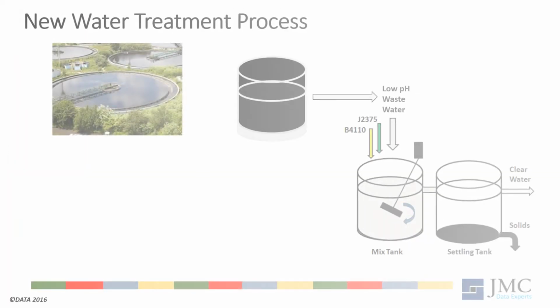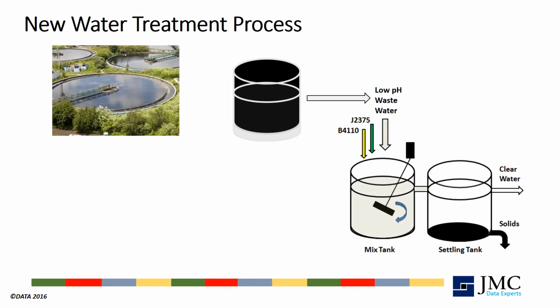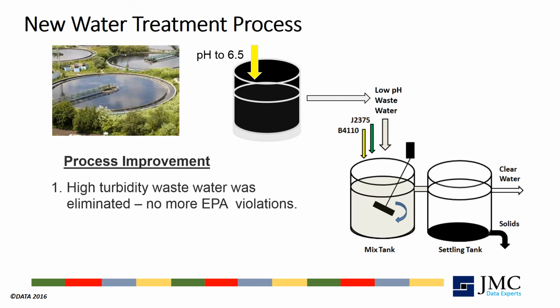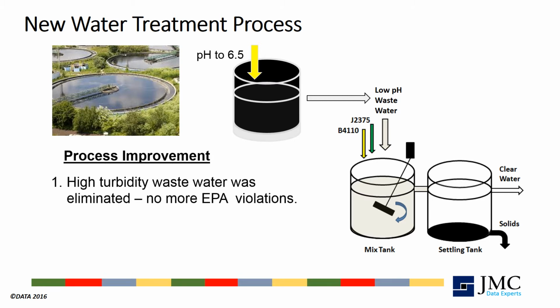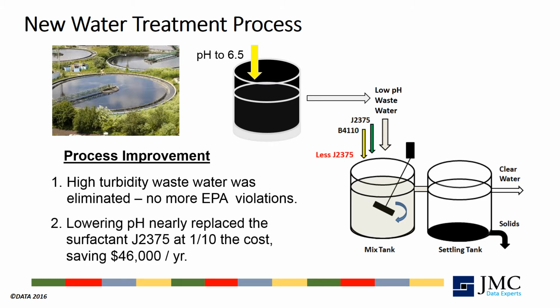The new process took advantage of this interaction by first lowering the pH of the wastewater and then adding the surfactant and flocculant in the mix tank. The new process had little trouble staying below the EPA limit of 15. Also, the amount of the expensive surfactant was reduced dramatically because the low pH was the key to getting the process to work, not the surfactant itself. Cost savings from using less surfactant were about $46,000 per year.